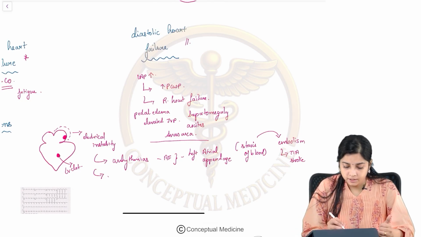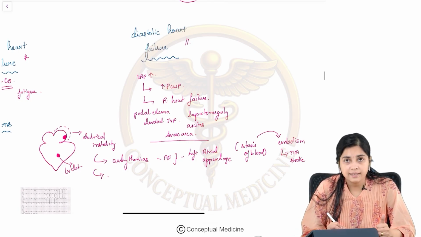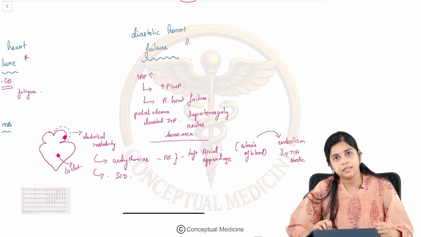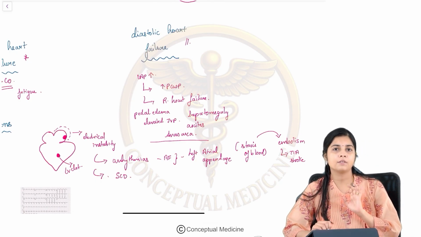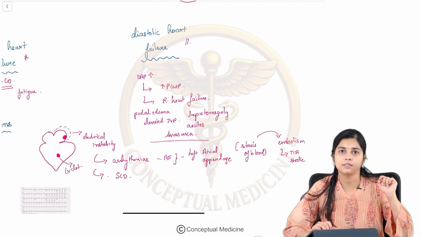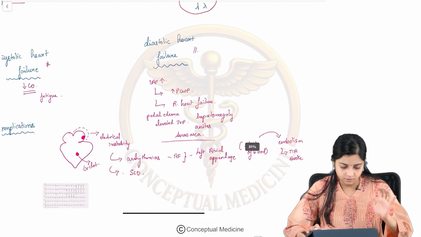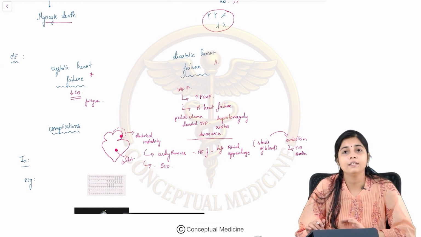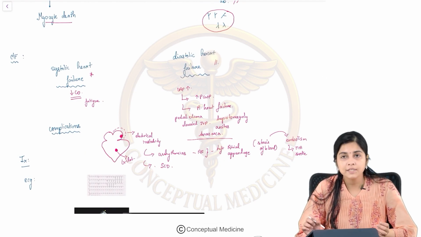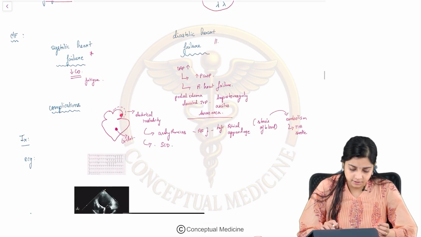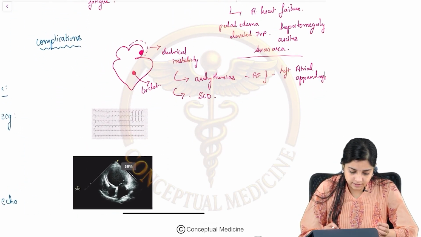Okay, so the second complication, if the cardiac output is very low, they have a risk of sudden cardiac death as well. Alright, so that is about the clinical features and the complications of dilated cardiomyopathy. Now, let us look at the investigations.